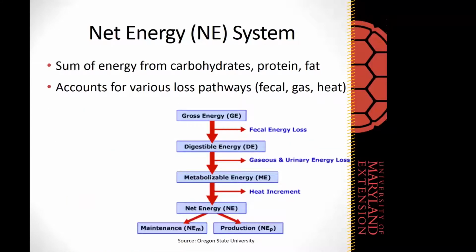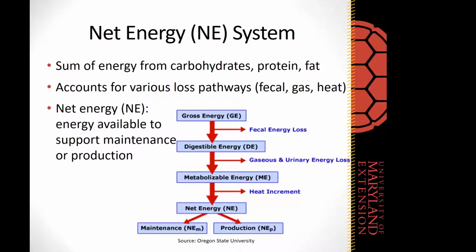We can take that further and account for more losses. So from digestible energy, if we account for the gaseous and urinary losses, that ends up as metabolizable energy. And from there, if we account for the heat increment, which is the amount of heat produced through that digestion process. So as those animals are digesting their forages and their feed, there is some heat that's produced. And that's, of course, helping to maintain that animal's body temperature. But that heat increment takes some energy to maintain that body heat. And so if we account for that loss, then what we get is net energy, or NE.